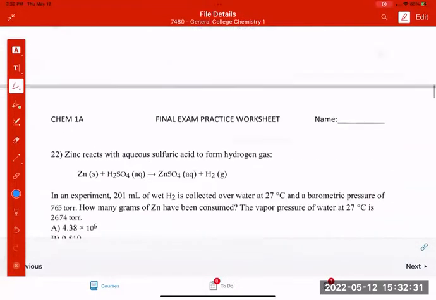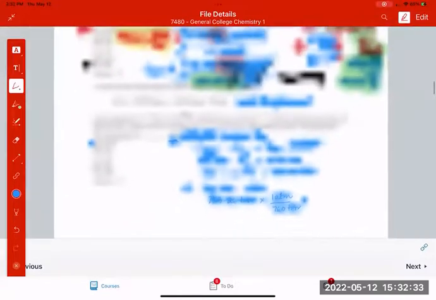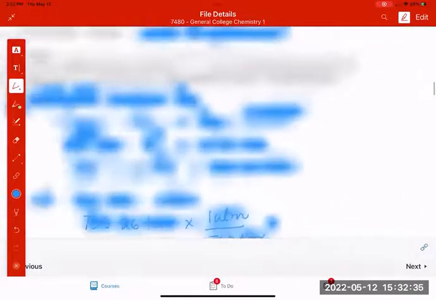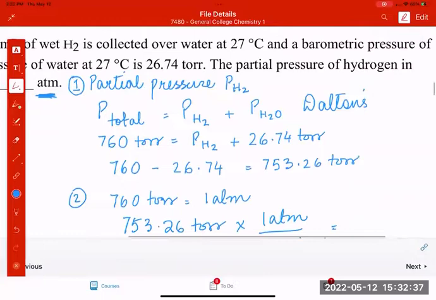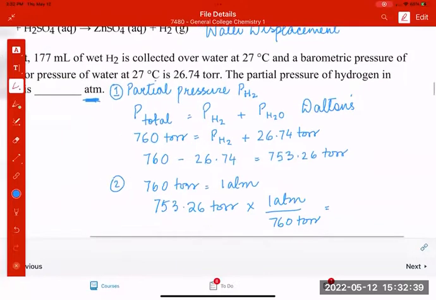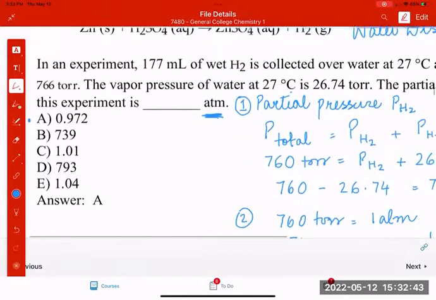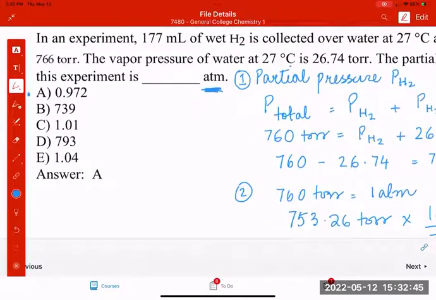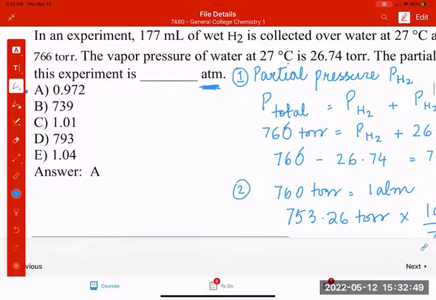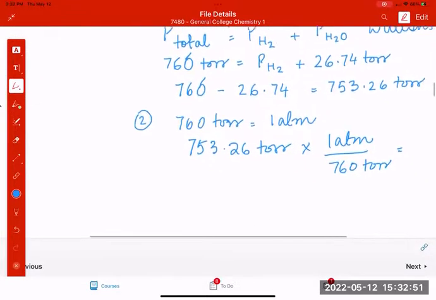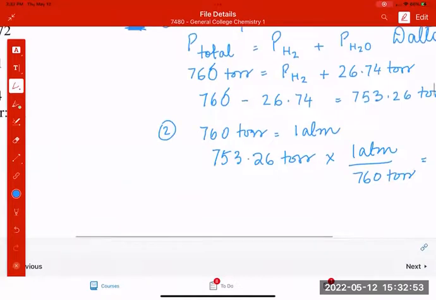I have a question about that one. Wouldn't the total pressure be 766, not 760? Because it said a barometric pressure of 766 torr. Oh, okay. Yeah, that's right. Yeah, 766. Typo error. So then it changed. Now what does it become? 766 minus 26.74.